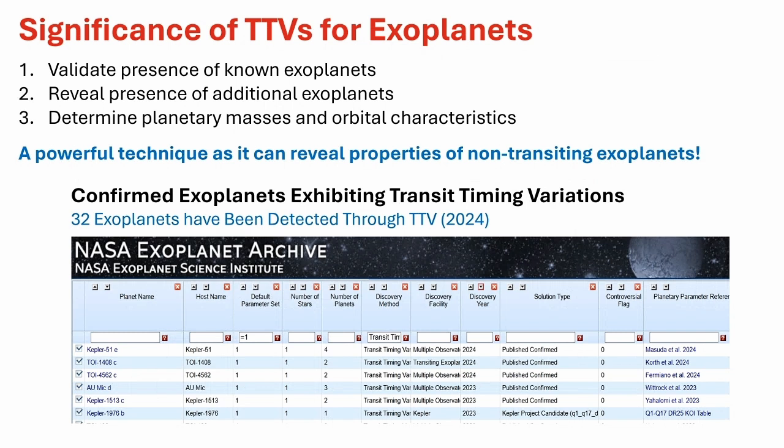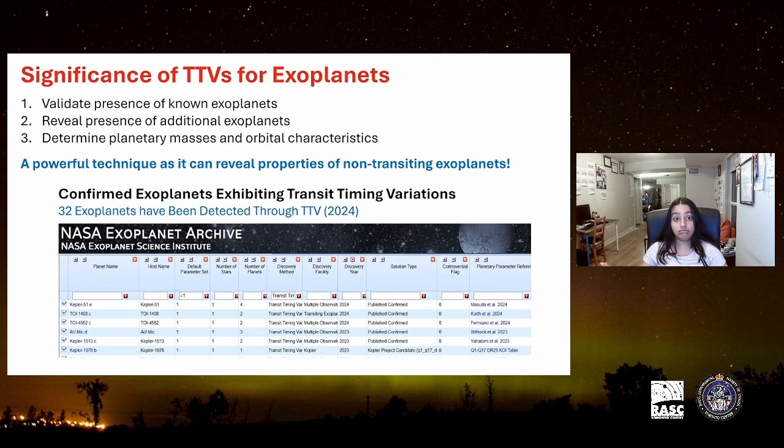Second, it can also reveal the presence of additional exoplanets. If you only saw one of those TTV curves, you would note that there's a likelihood of another planet in the system, which can reveal a multiplanetary system. Third, as you might remember, I said these TTVs are caused by the gravitational pull between planets, which means that by observing these transit timing variation curves, and by looking at their shape and amplitude, we'll be able to determine planetary masses and orbital characteristics of both planets. This technique is really powerful because it can reveal properties of exoplanets that don't even transit the star. So far, we have been able to detect 32 new exoplanets through transit timing variations.